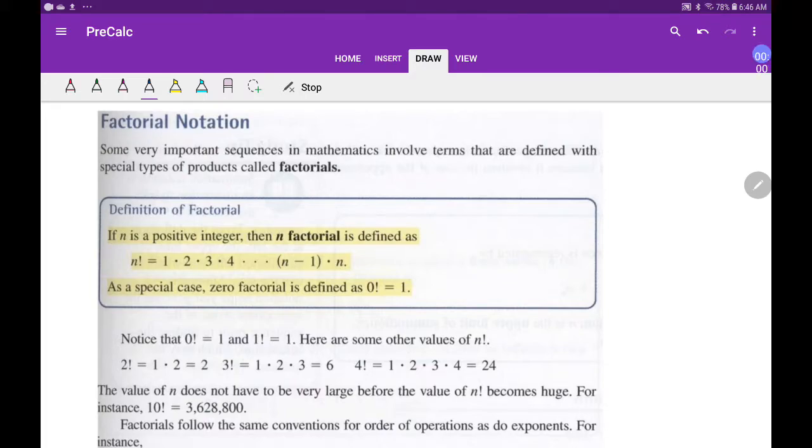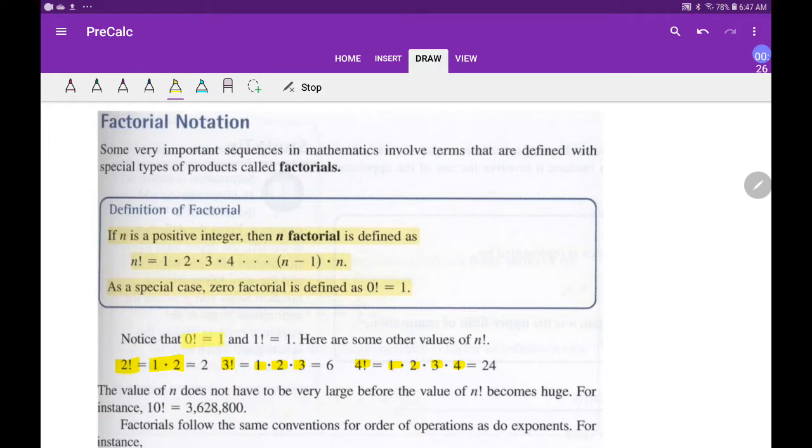I believe we've mentioned factorial notation before, but here it is in all its glory, or some of its glory. And so I think the best thing to do would be to just point out that 2 factorial is 1 times 2, 3 factorial is 1 times 2 times 3, and 4 factorial is 1 times 2 times 3 times 4, and you get the idea, I hope.